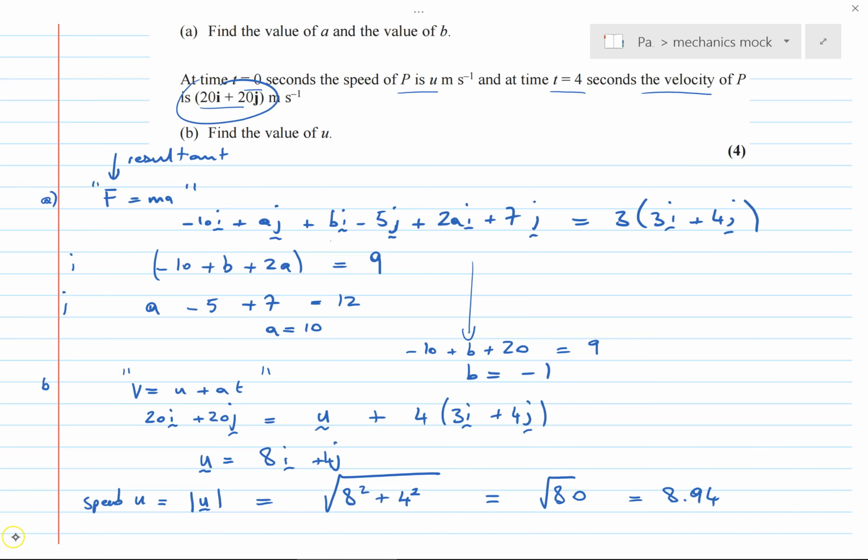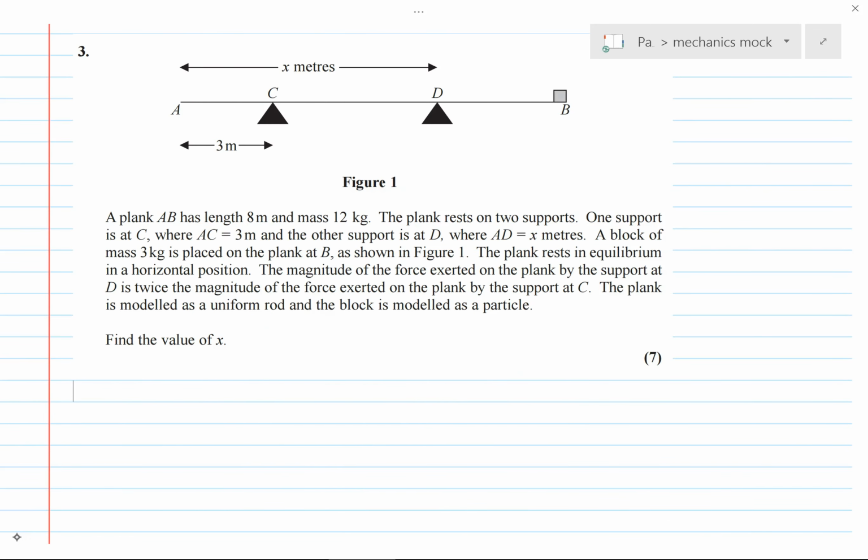Let's look at question 3. Question 3 is a question with a uniform rod. It's the first thing I look for with these moments questions. It's uniform. And it tells us all the distances apart from the position of this support D. It tells us some important things actually.